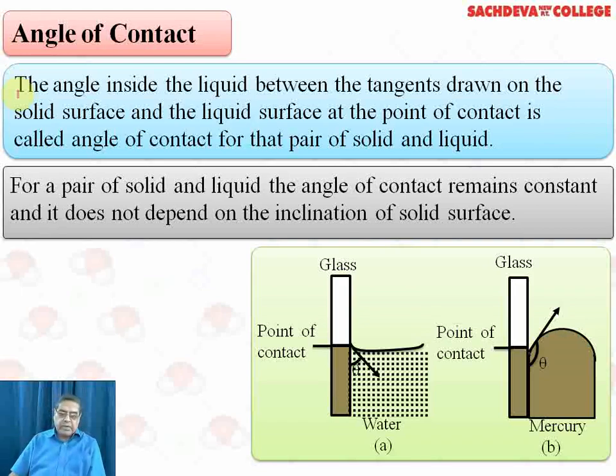That is shown here: theta in water is less, whereas theta in mercury is more. The angle of contact in mercury is more. Now the definition: the angle inside the liquid between the tangents drawn on the solid surface and the liquid surface at a point of contact is called the angle of contact for the pair of solid and liquid. That is what is shown in the two figures. For a pair of solid and liquid, the angle of contact remains constant and it does not depend upon the inclination of the solid surface.